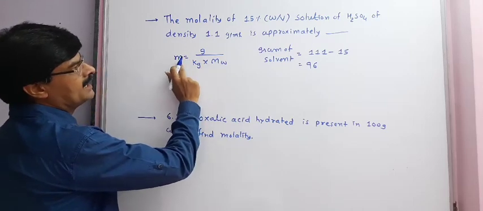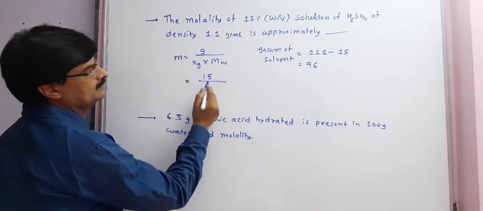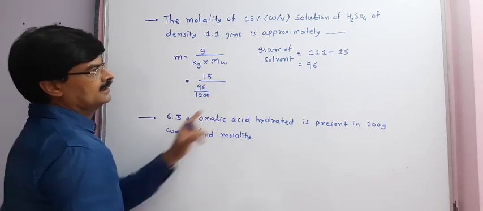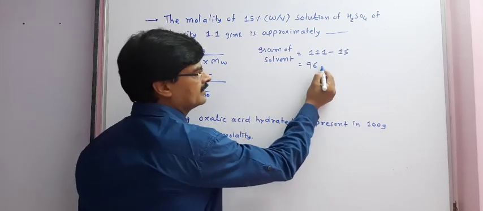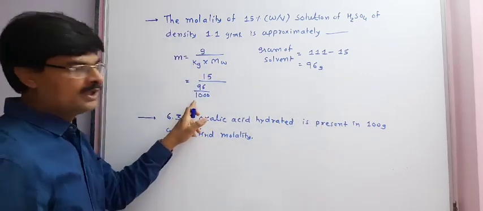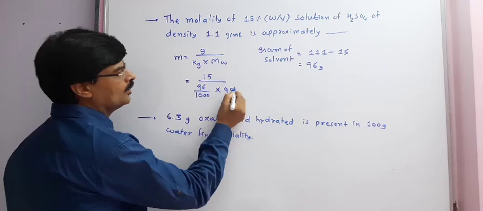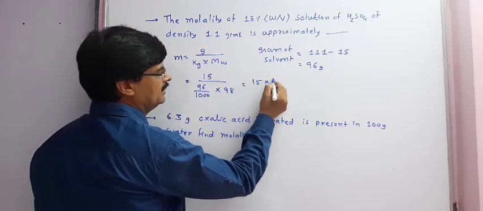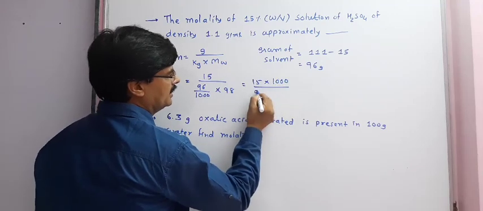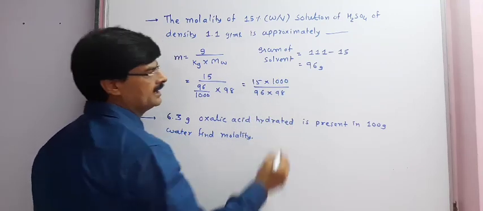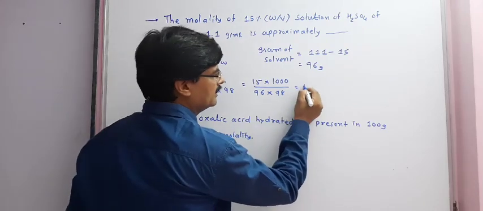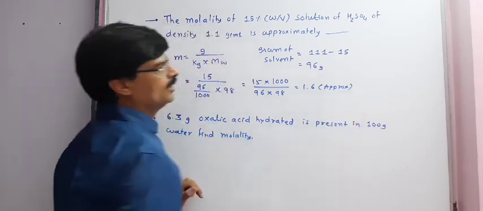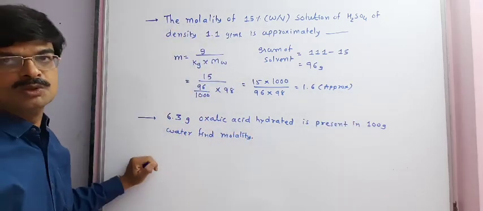Now again, molality is equal to 15 gram divided by 95 upon 1000, gram of solvent 95 gram converted to kilogram, into molar mass of sulfuric acid, which is 98. So we will get 15 into 1000 divided by 95 into 98. Answer is nearly 1.6. So we can say approximately 1.6 will be the molality of this solution.